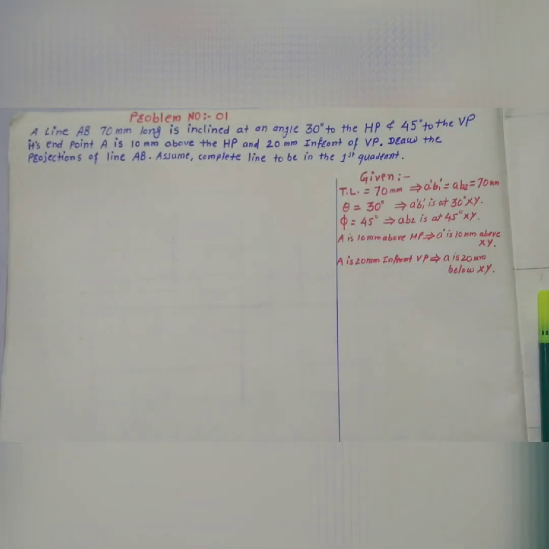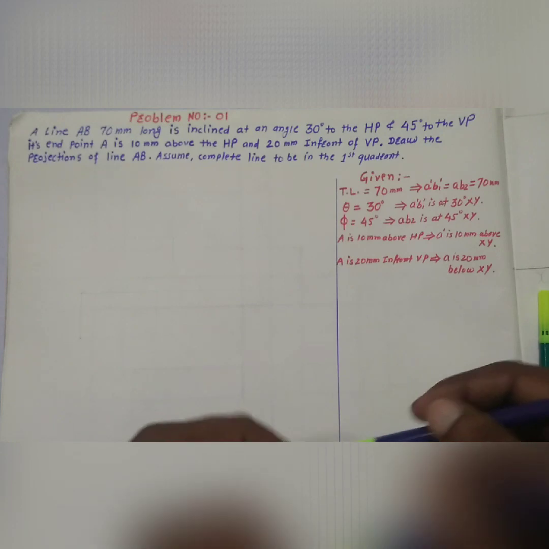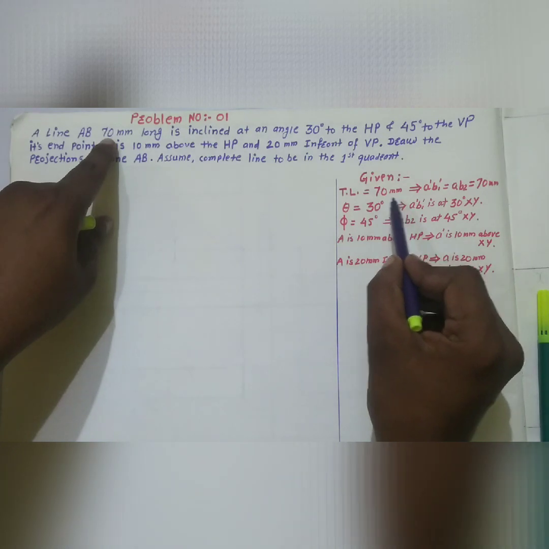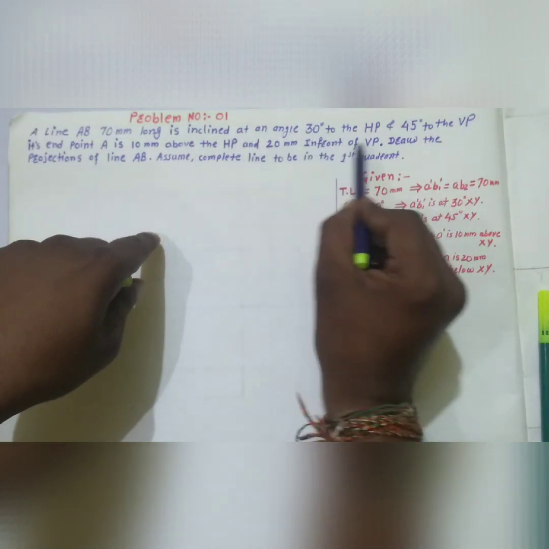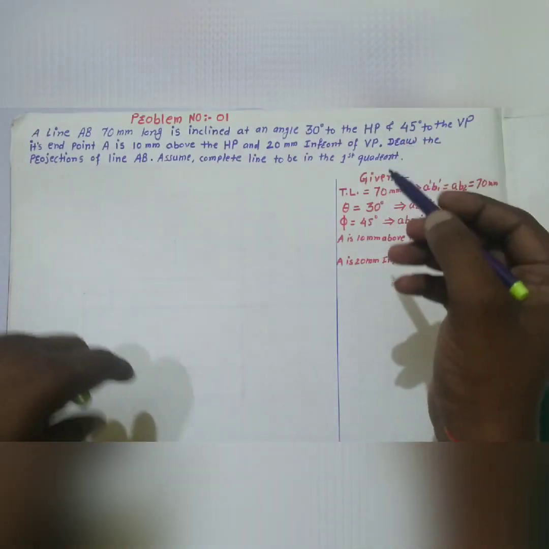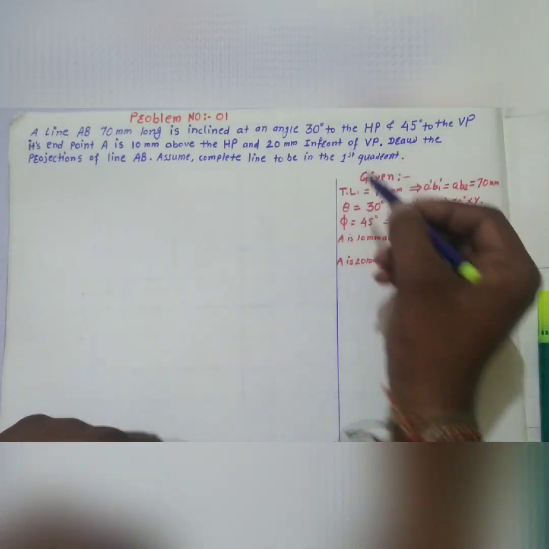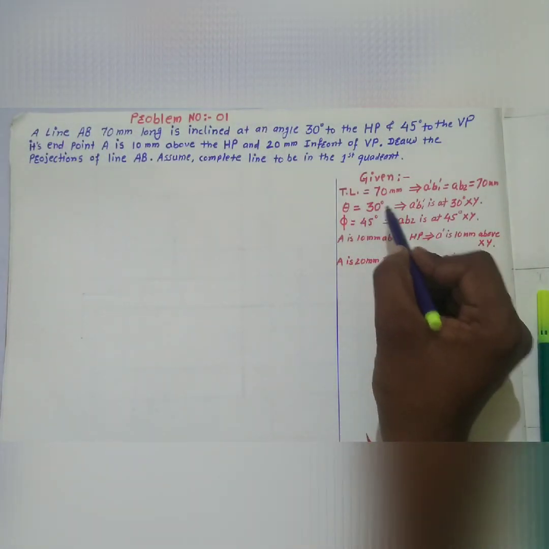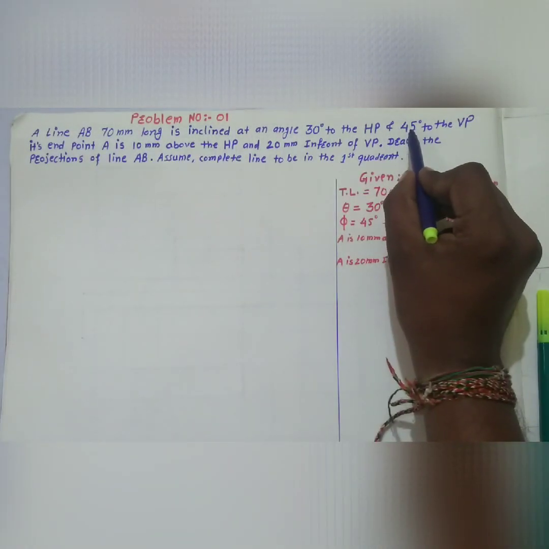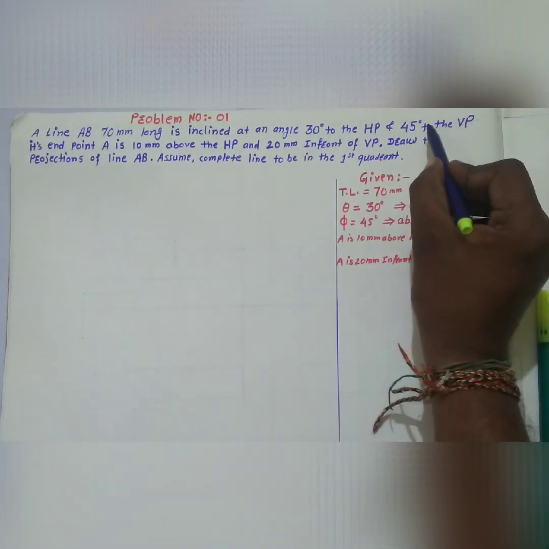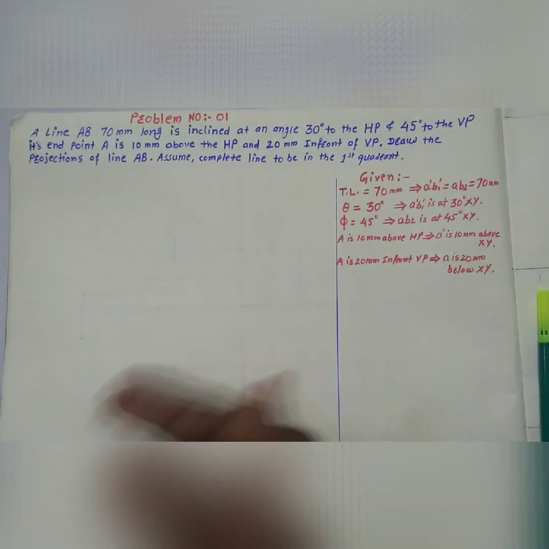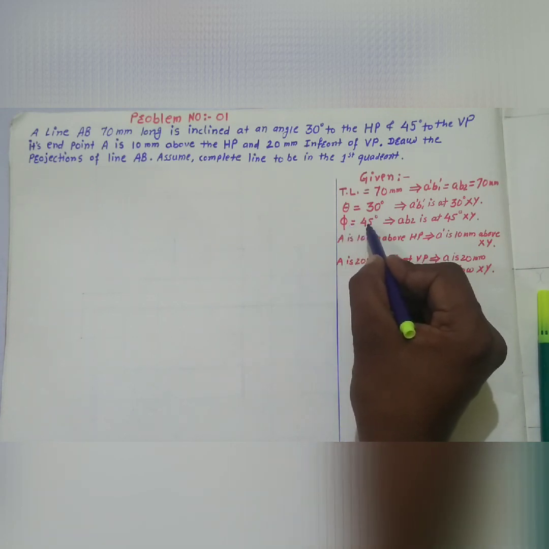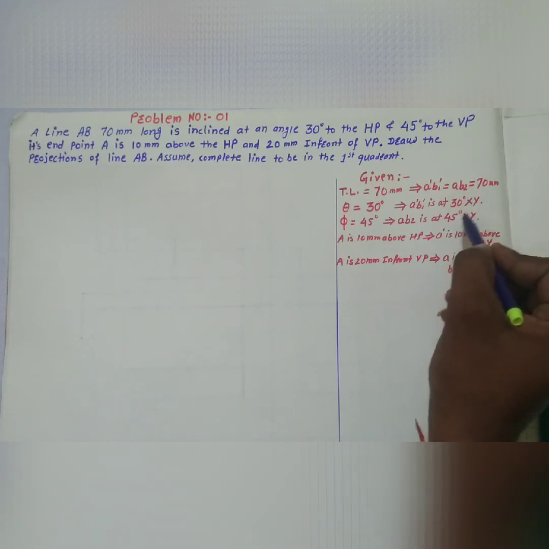So, let us start with our problem. Here is the given data. True length is already given, 70 mm. Then this line is inclined 30 degrees to the HP. That means we have to draw this angle in the VP side, so theta is 30 degrees. Similarly, the same line is also inclined 45 degrees to the VP. That means this 45 degree angle we have to draw in the HP side, and in the HP the angle is denoted by phi. So phi is 45 degrees.